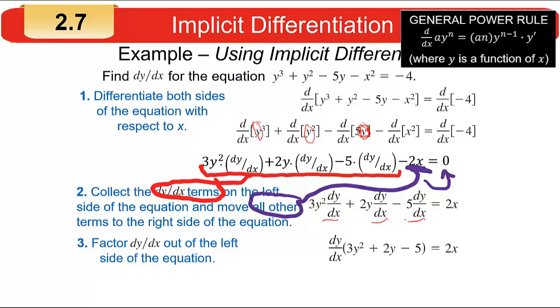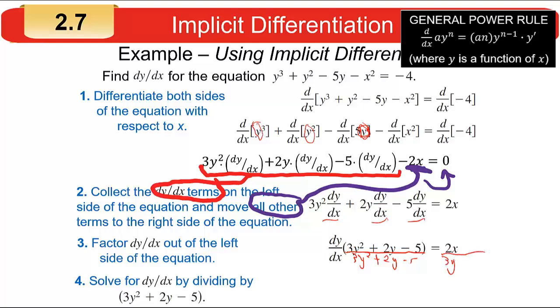That leaves you just with a 3y squared in the first term, 2y in the second term, and minus 5 in the third term. And of course, the fourth step is to divide by whatever's being multiplied by the dy over dx on both sides, and you will have the answer. So you've got 3y squared plus 2y minus 5, and if you divide it on the left, you've got to divide it on the right.